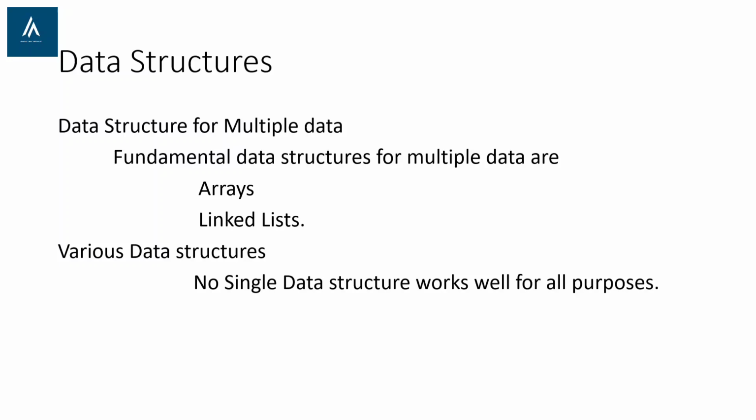So I am coming to the data types which handle multiple data. The fundamental data types to handle multiple data are arrays and linked lists. Array will take the shape like this one. In this way you are putting five elements: 1, 2, 3, 4, 5, and the index will be 0, 1, 2, 3, 4.